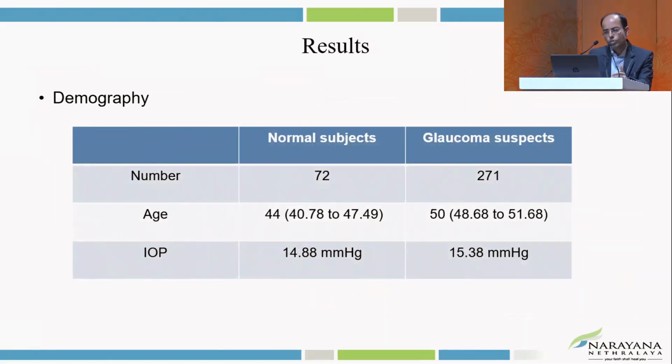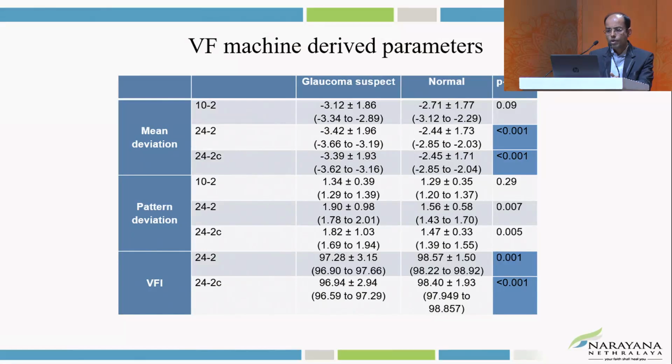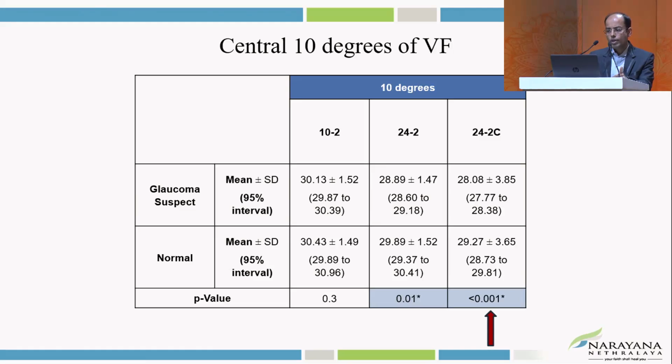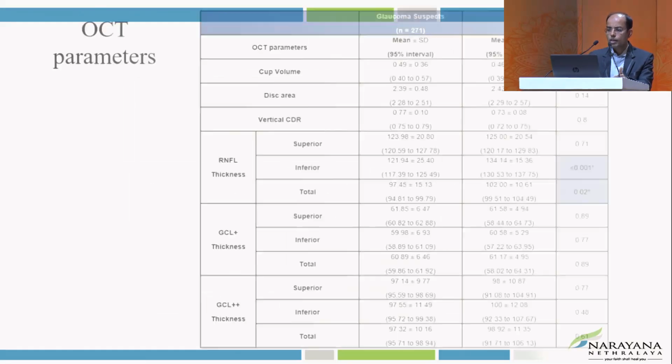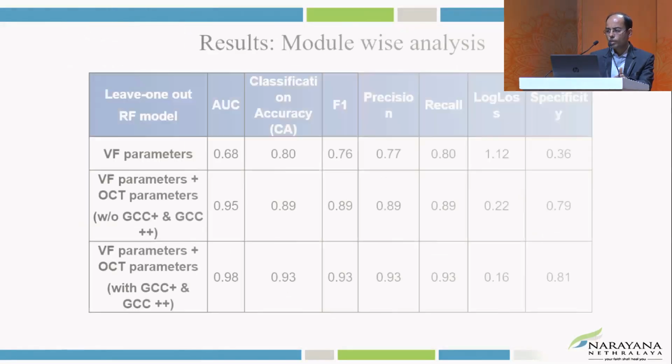The demography is 72 eyes of normal subjects and 271 eyes of glaucoma suspects, with ages of 44 and 50 years respectively, and IOP of 14.8 and 15.38 respectively. When we see the VF-derived parameters, mean deviation and VFI showed a statistical difference between glaucoma suspect and normal on the 24-2 and 24-2C programs. The same pattern follows for the 10 degree, 20 degree and 30 degree means also. Among the OCT parameters, only the inferior RNFL and total RNFL show a significant difference.